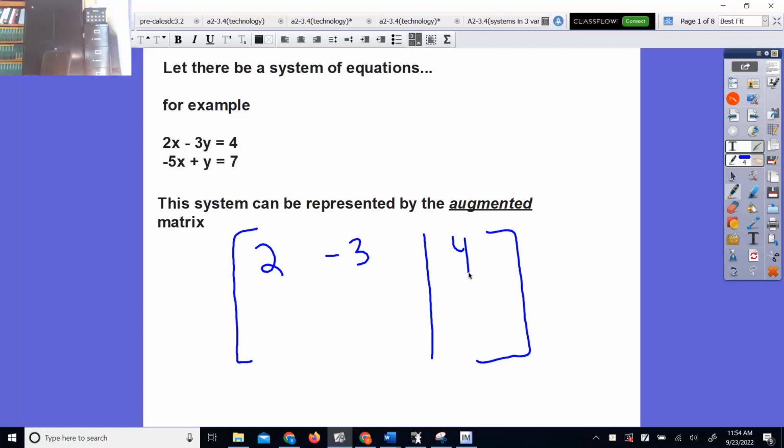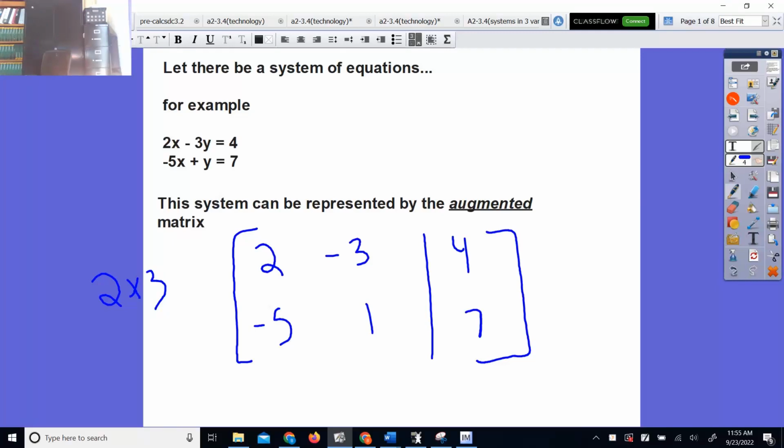Negative 5. What's in front of y? 1. And what's the constant? 7. And this is called a 2 by 3, because it has how many rows? 2. How many columns? 3. It's a 2 by 3 matrix. That's a matrix. And that's how you write what we call an augmented matrix.